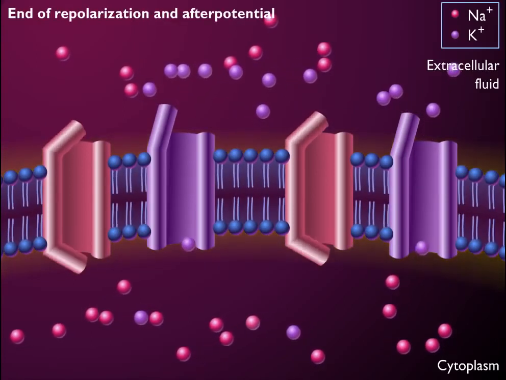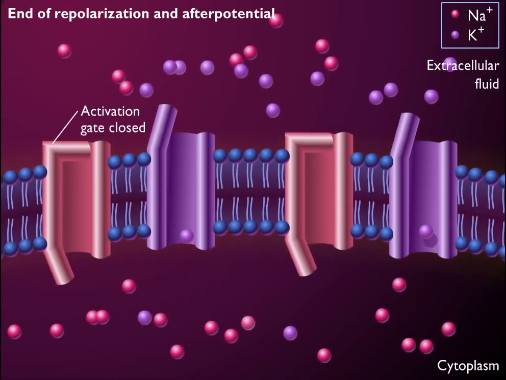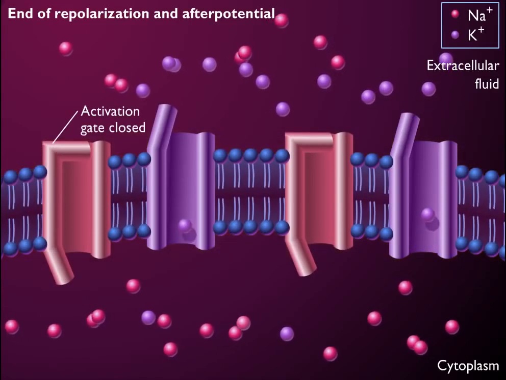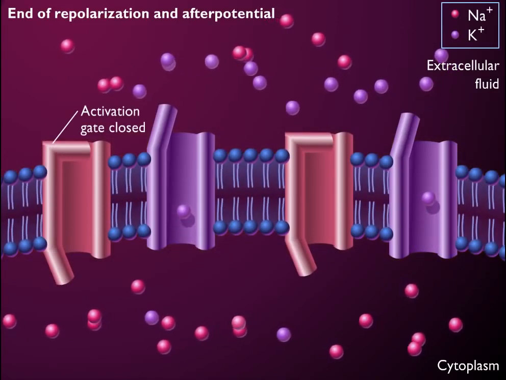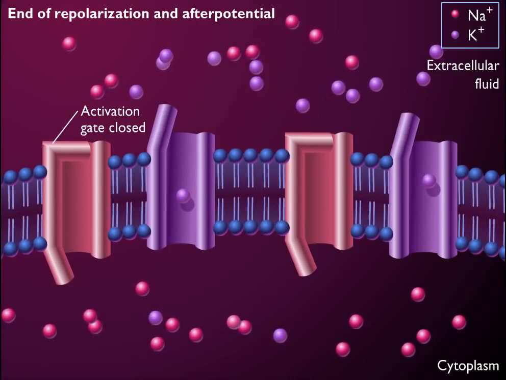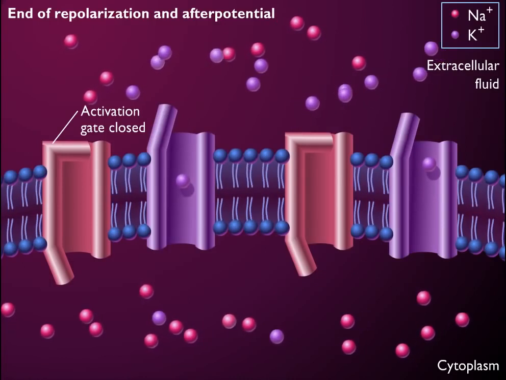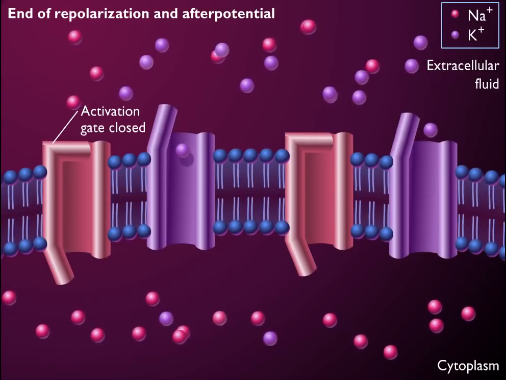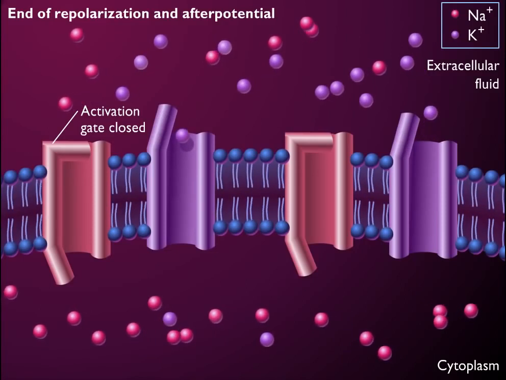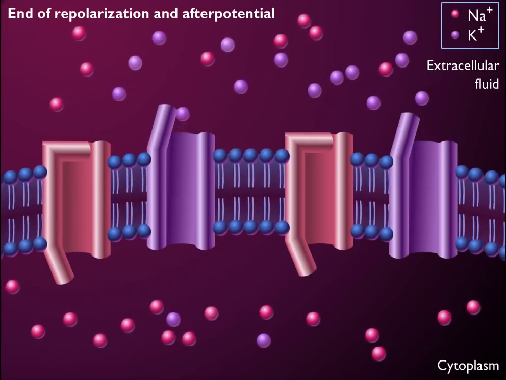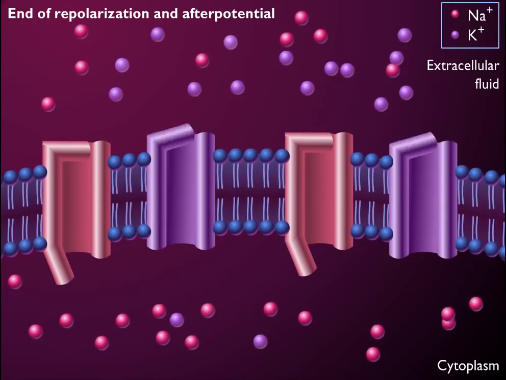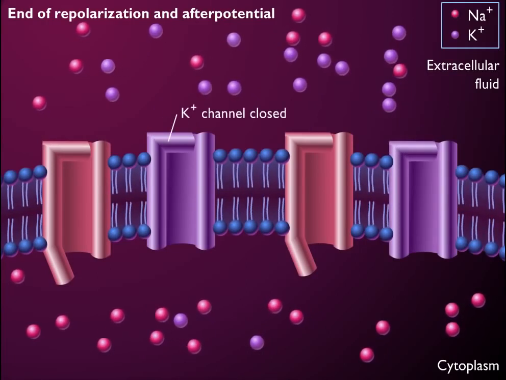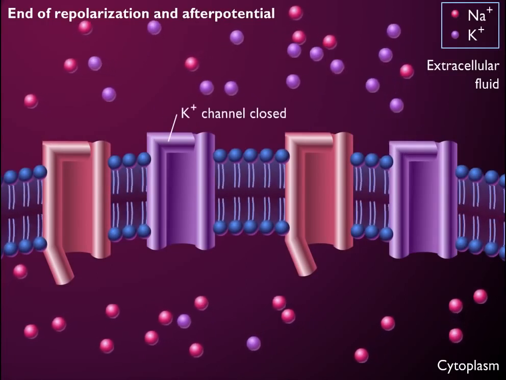The increased potassium ion permeability lasts slightly longer than the time required to bring the membrane potential back to its resting level. The extra efflux of potassium ions causes the membrane potential to become slightly more negative than the resting value. After the voltage-gated potassium ion channels close, the active transport of sodium and potassium ions reestablishes the resting membrane potential.